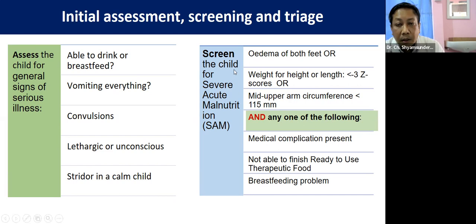Then screen. After assessing these few points, we're going to screen the child for severe acute malnutrition: edema of both feet, weight for height or length on the proper WHO chart less than 3 Z scores, or mid upper arm circumference less than 11.5 centimeters, and any one of the following medical complications present, not able to finish ready to use therapeutic food, or breastfeeding problems. So we're going to screen the child for severe acute malnutrition.